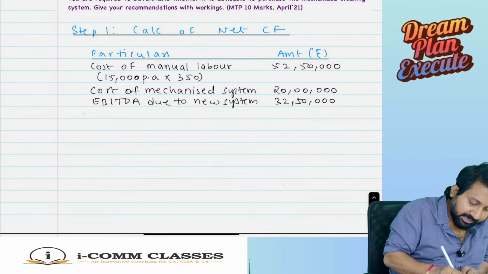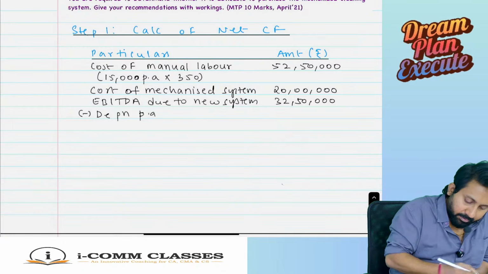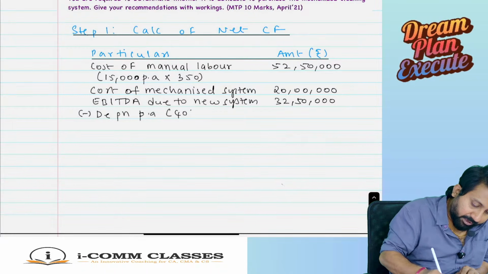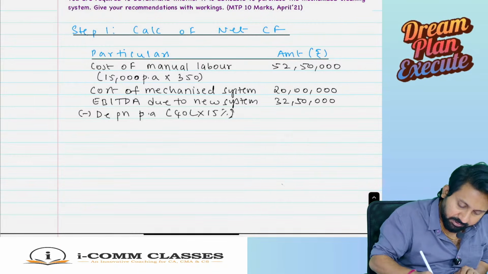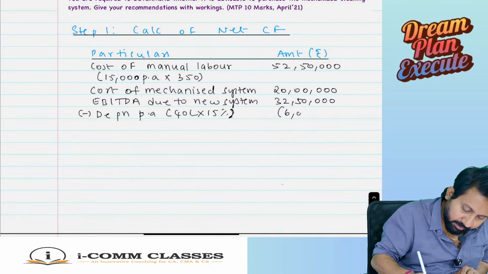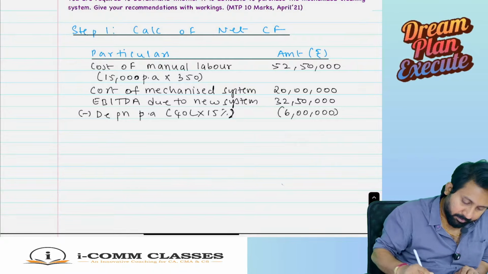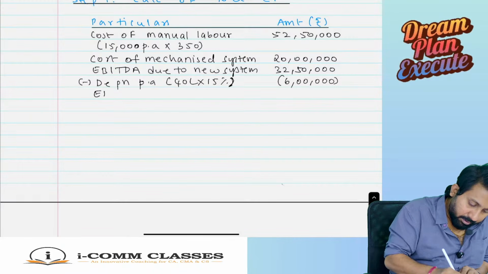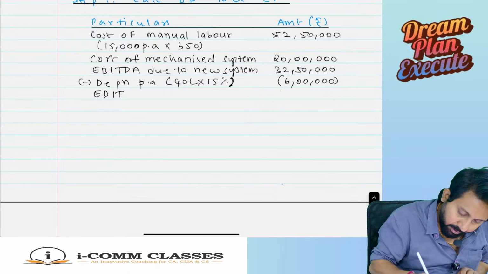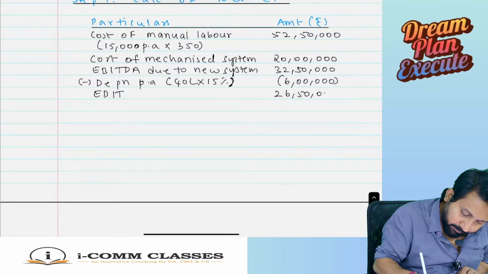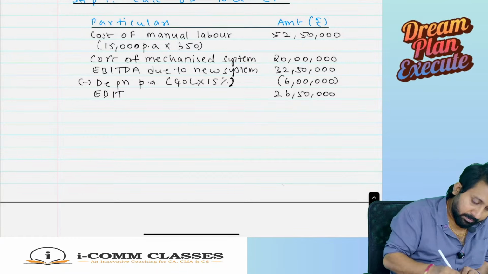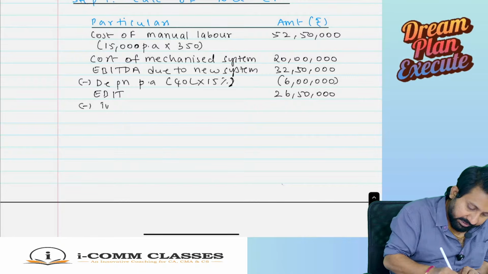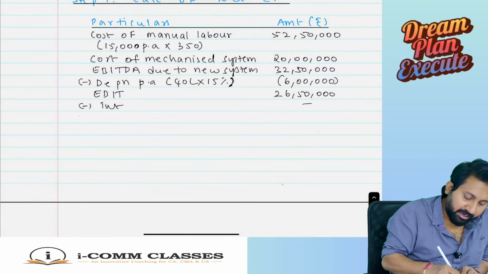But this results in depreciation cost. 40 lakh into how much percent? 15%. Some amount you said. How much? EBIT: 26 lakh 50,000, minus interest. Any interest is there? No.